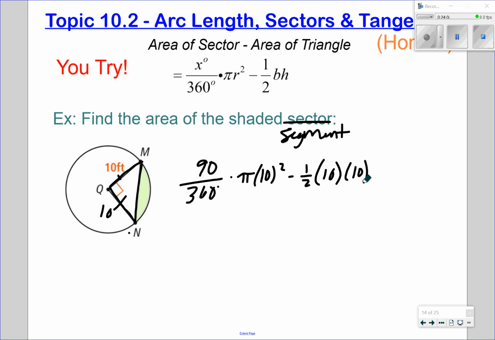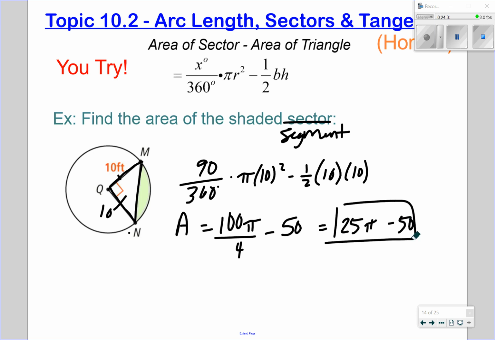1/2 base times height. 90 over 360 is 1/4, so this becomes 100 pi over 4 minus 1/2 of 10 is 5, 5 times 10, or 1/2 of 100 is 50. So in terms of pi, your answer would be 25 pi minus 50. This would be your answer in terms of pi. If you rounded to the nearest 10th, 25 pi minus 50 gives you 28.5, and this would be square feet.